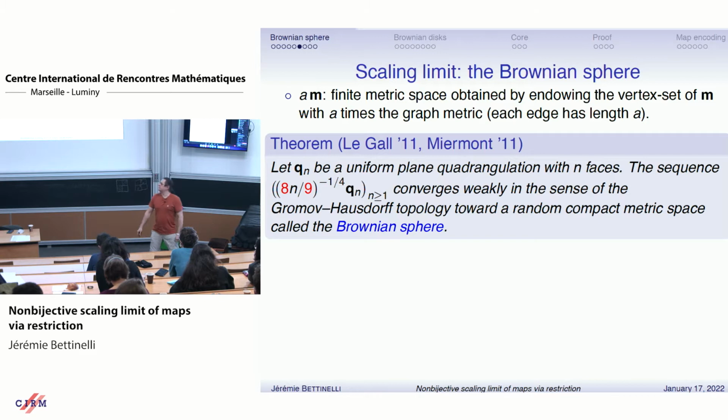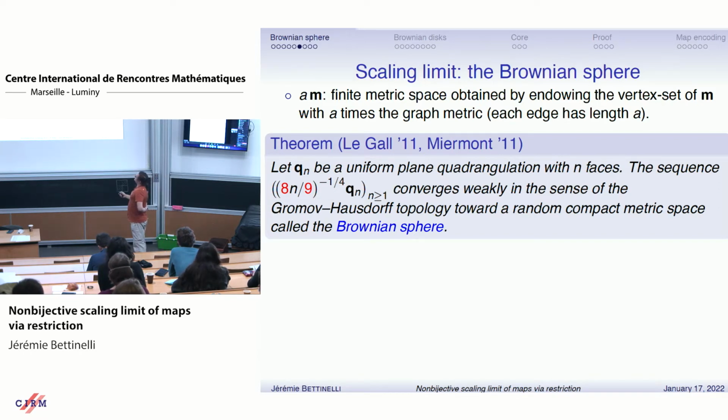The most famous result in the area is the following one, the definition of the Brownian sphere. It says that if you take a map, so here my map is M, and the metric I put on the map is the graph metric prescaled. So here A times M means that all the edges have length A. Another way to say it is that I look at the graph metric, so the distance between two vertices is the number of edges you have to cross to go from one vertex to the other one, and you multiply this length by A.